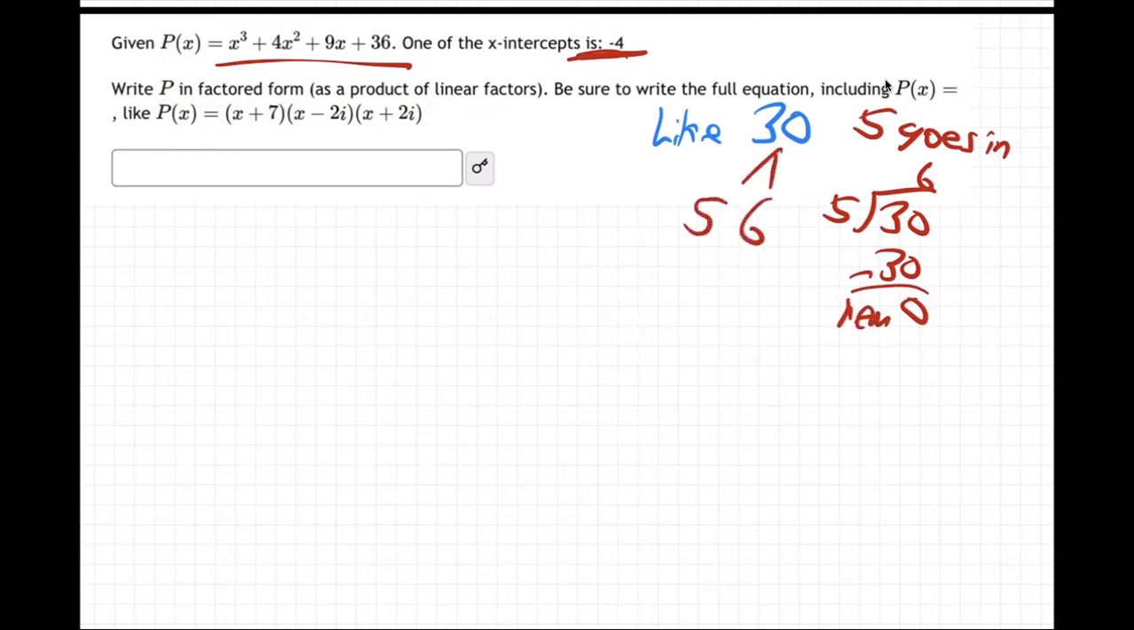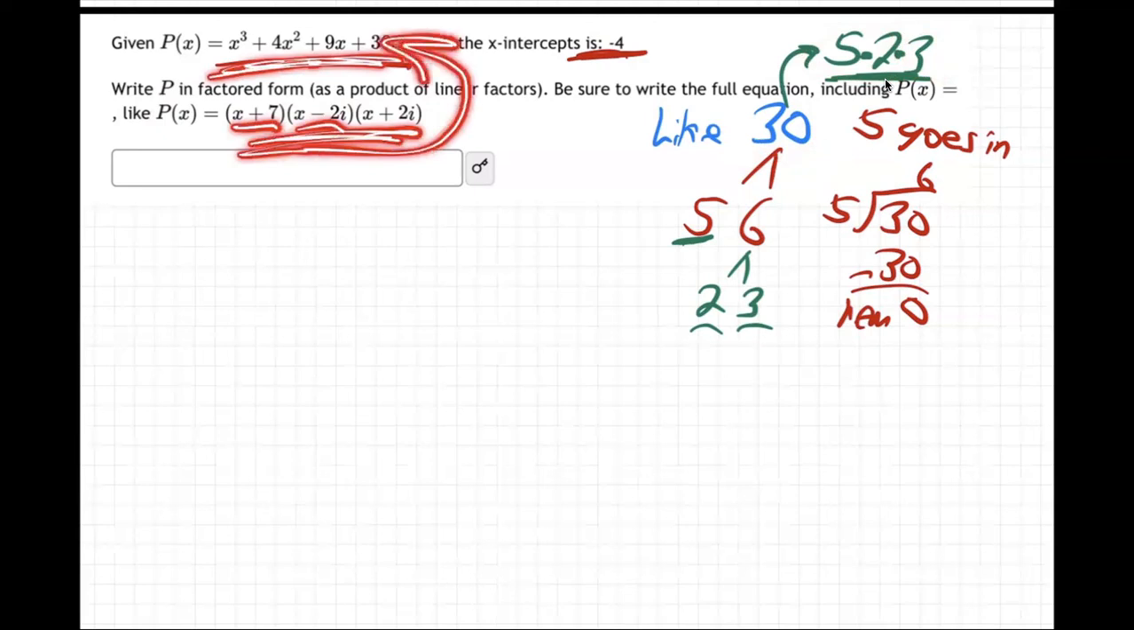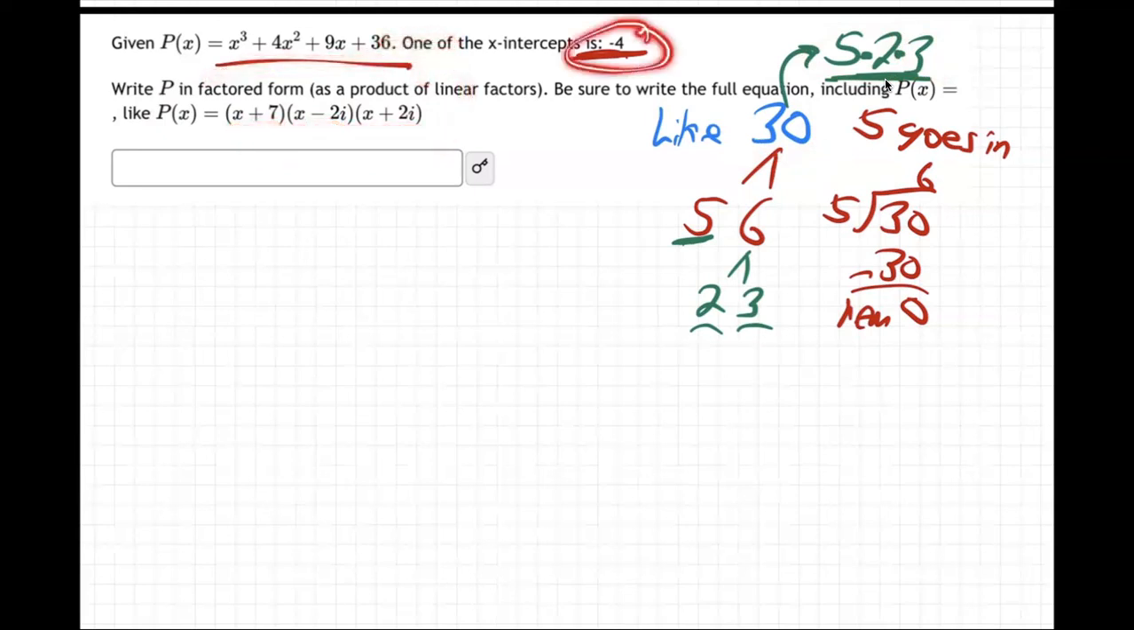But you wouldn't stop there. The 5 is done, but then you'd break down the 6 to be 2 times 3. And so you'd say, okay, so the 30 is 5 times 2 times 3. These are multiplied here. 5 times 2 is 10, times 3 is 30. That's the breakdown of 30. Well, that's kind of like what we're supposed to do with this x cubed polynomial. Break it down into 3 things that would multiply to go back. And we're starting with the one they gave us.